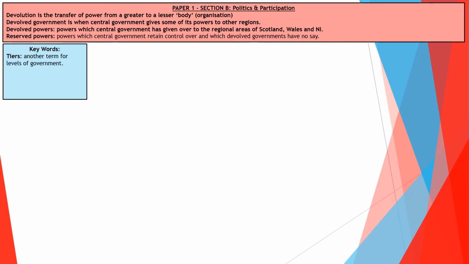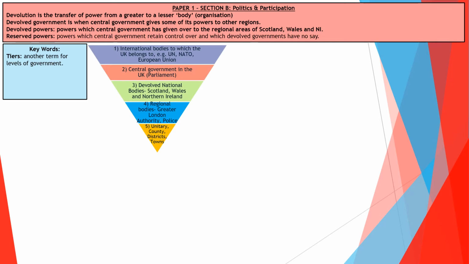Now, some of the key words we have here is tiers. When we're looking at this, we're talking about the tiers of government. There are lots of tiers. So we have the higher levels, which would be international bodies like NATO, the UN, European Union. There are the central government bodies, that's Parliament. Devolved bodies, which would be Scotland, Wales and Northern Ireland. Then within those you have regional bodies like London and different parts of the UK. There are 12 key regions of the UK. And then you'll see at the very bottom the unitary county district powers and tiers.